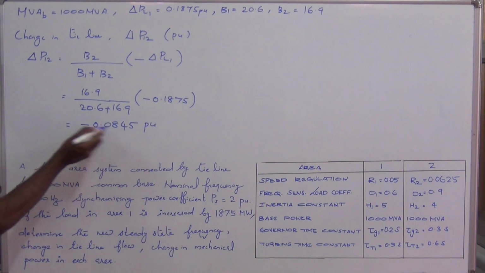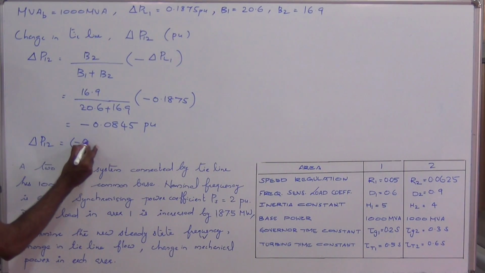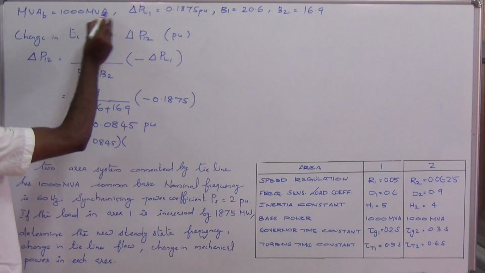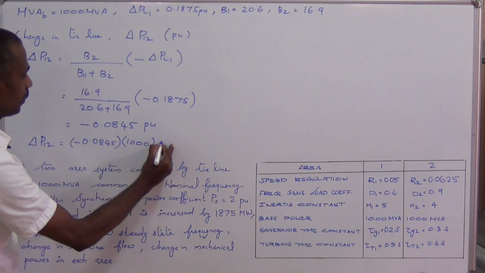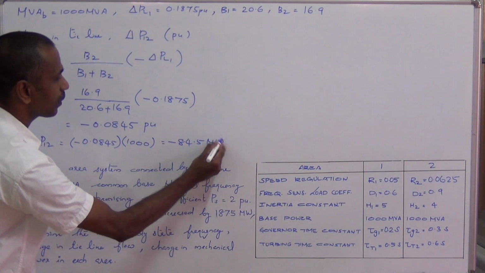What is the actual change in power? This is the per unit change. Delta P12 equals this per unit change into the base power. What is the base MVA? 1000 MVA, which is equal to minus 84.5 megawatt.